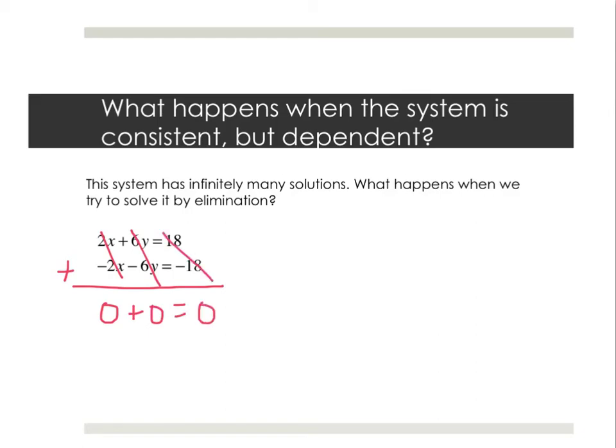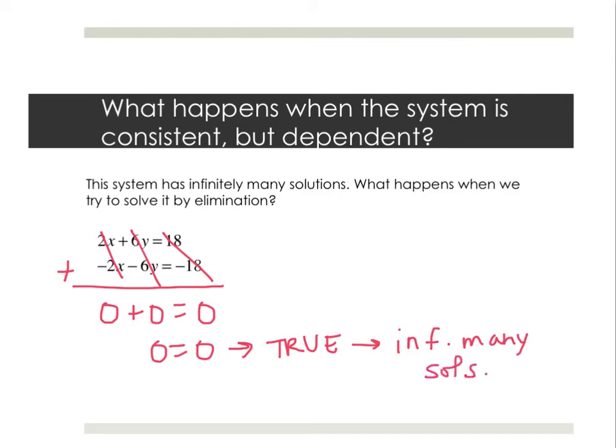So everything cancels. Now, it may not already be set up that way, but maybe you'd multiply to get it there, or what have you. But you end up with 0 equals 0, which is indeed a true statement, which points to us that in this circumstance you have infinitely many solutions. So you'll get, again, one of those true statements like we did with substitution.